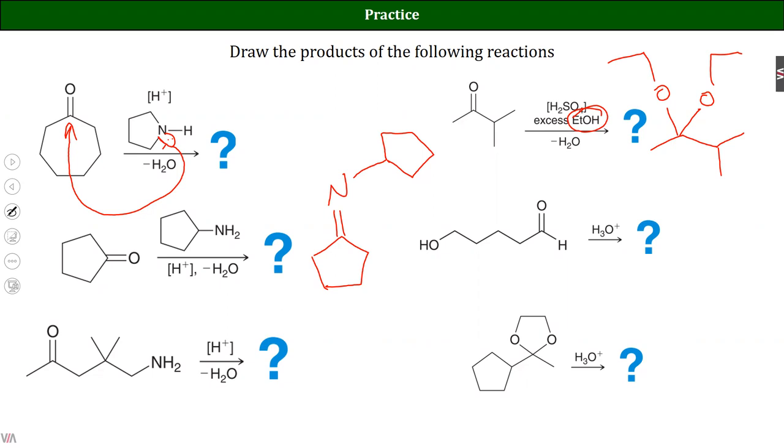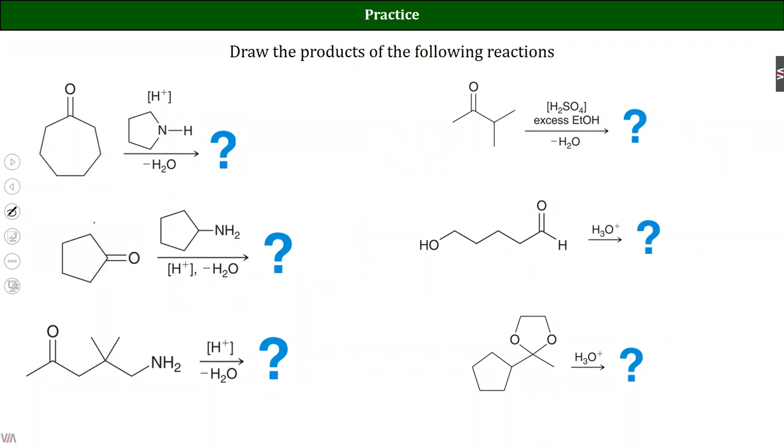So if we happen to have an alcohol attached to the same molecule, like we do over here, we're gonna do that. And it's gonna effectively stop at the hemiacetal because we don't have more alcohol around to react with it. So this is a ring closing reaction.